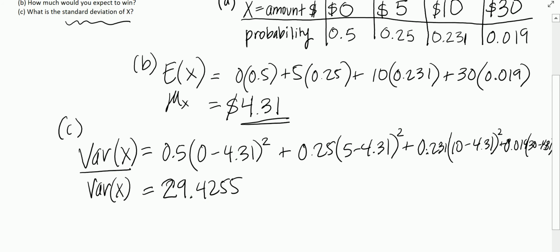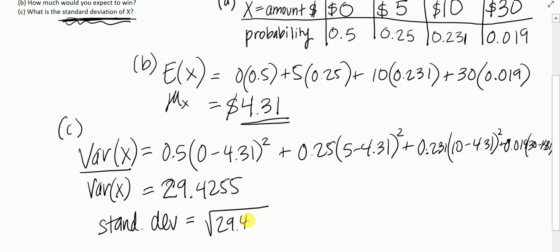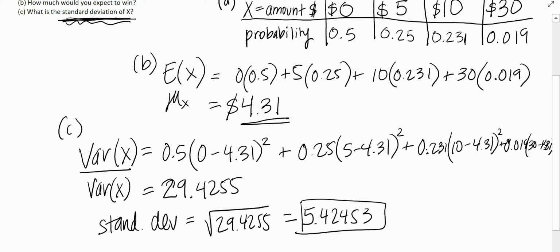Which is nice, but usually that's not what we're asked for. And in fact, in this example, we are not asked for the variance, we're asked for standard deviation. And so to get standard deviation, we are simply going to square root our answer. So our standard deviation will be the square root of this number, which is approximately 5.42453. I guess not approximately, but there it is. So there's the standard deviation.